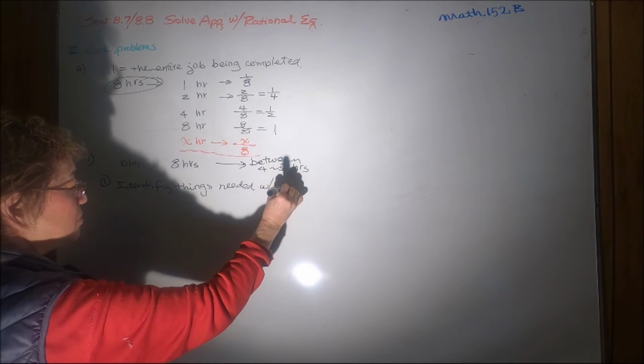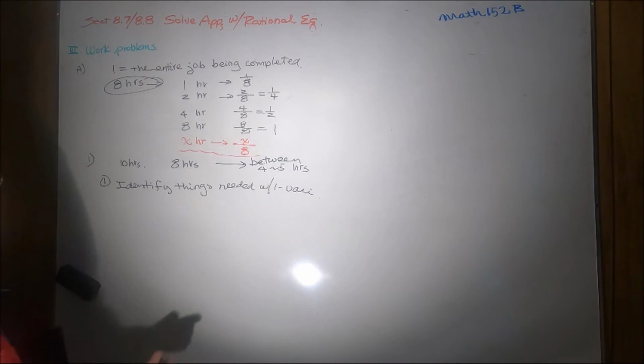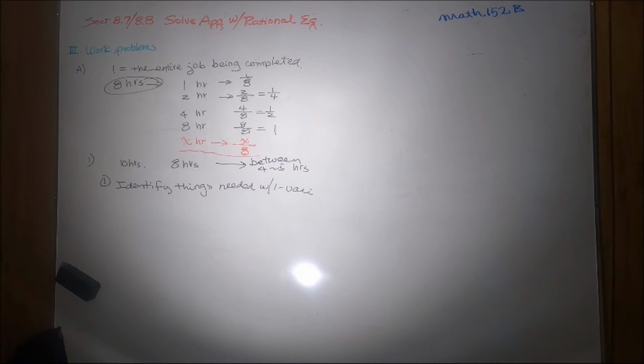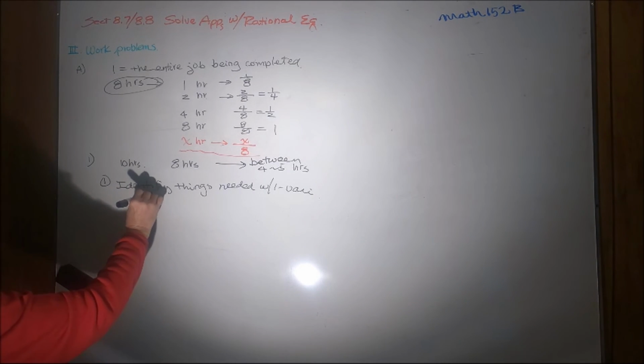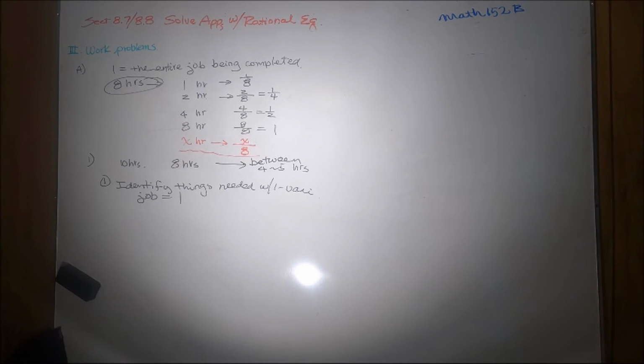With how many variables? One variable, right? So what was the question? The question is how long it will take for both of you to work together to finish the job, right? Then we know the job is what? The job is 1, right?